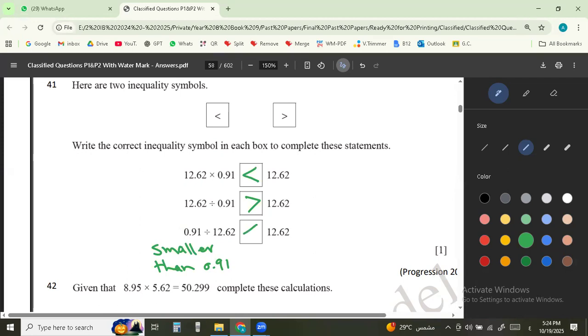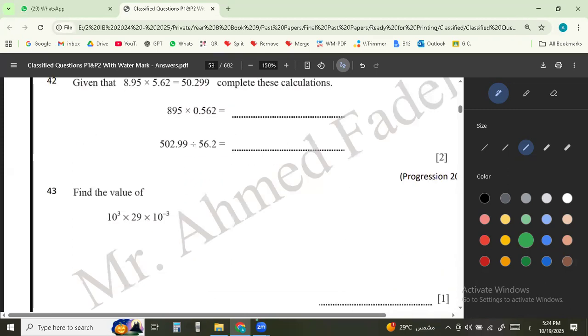Definitely, this is way bigger. This is smaller than 0.91, so this is definitely bigger. Given that this is equal to 50.299, complete the calculation. 895 multiplied by this, what is it going to be?